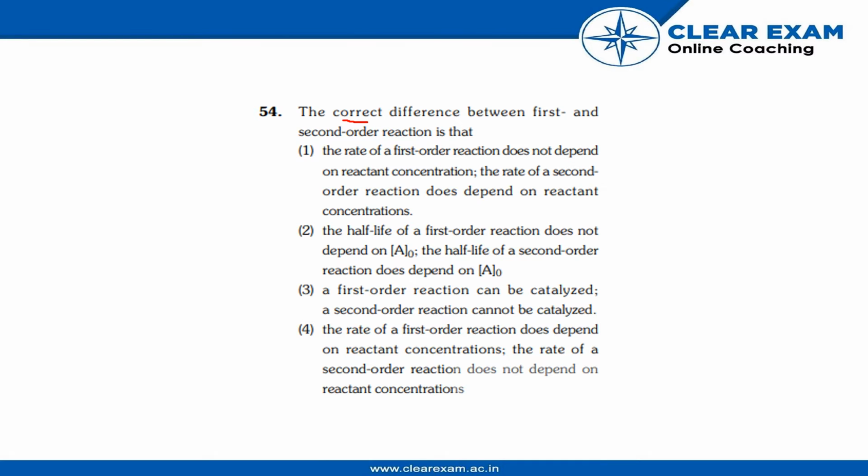The rate of a first order reaction does depend on reactant concentrations. The rate of a second order reaction does not depend on reactant concentrations. So the correct answer for this question is option second, as we all know that the half-life for the first order reaction has a formula of 0.693 upon K.